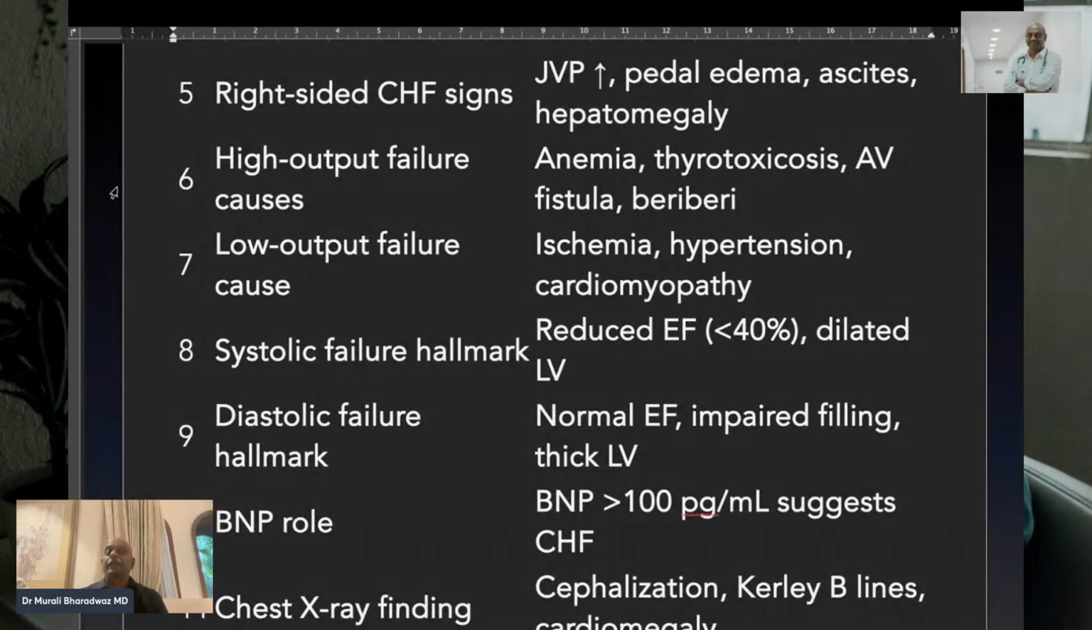Now, doctor, high output failure: anemia, thyrotoxicosis, AV fistula, beriberi. All these are hyperdynamic circulations. The moment the heart pumps, it will quickly return. If anemia is there, there is no resistance for the blood, because viscosity is low. So it will rapidly come back to the heart.